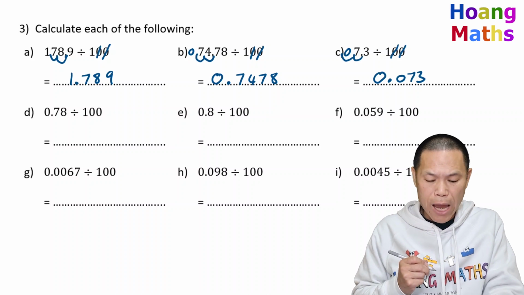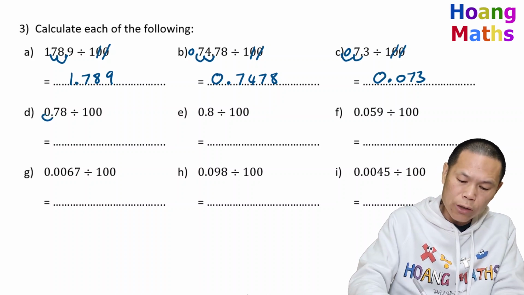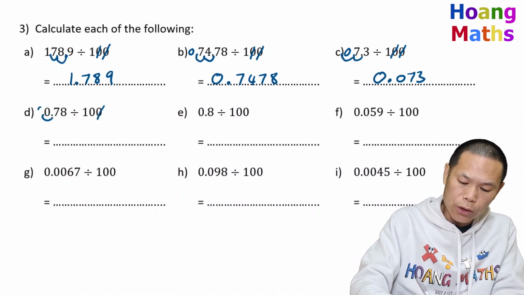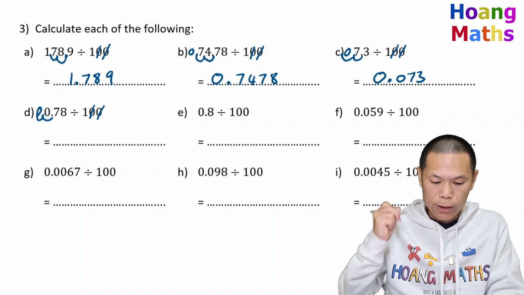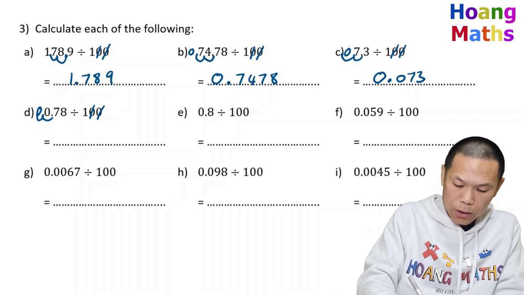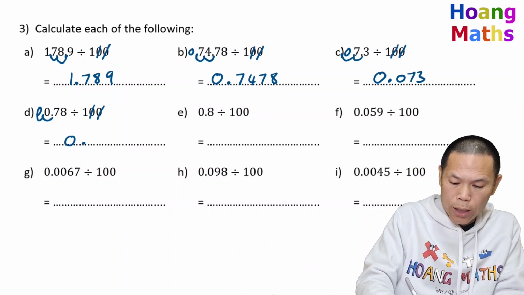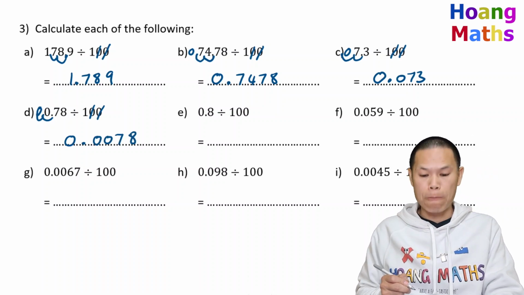0.78 we divide by 100. So we move 1 to the left, we cancel. Put a 0 here. We move 1 more time, we cancel. So that means 0.0078. So there you go.